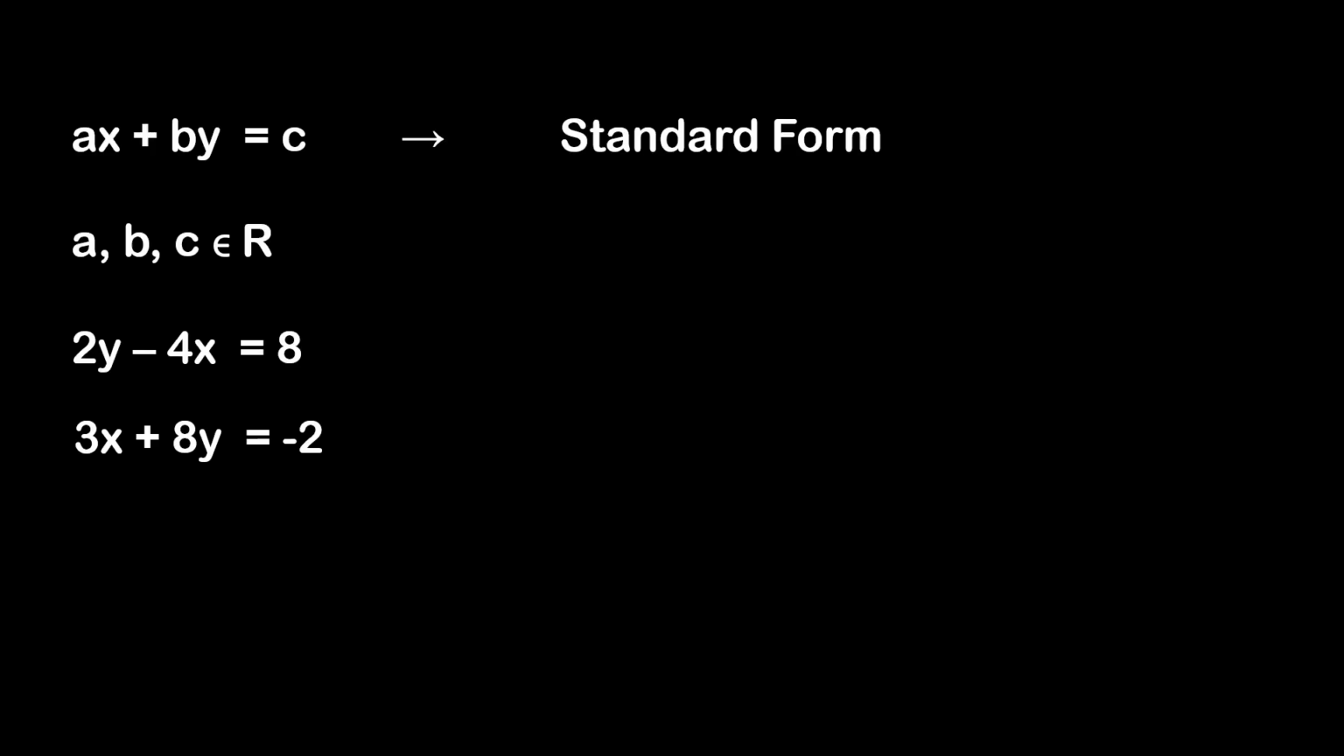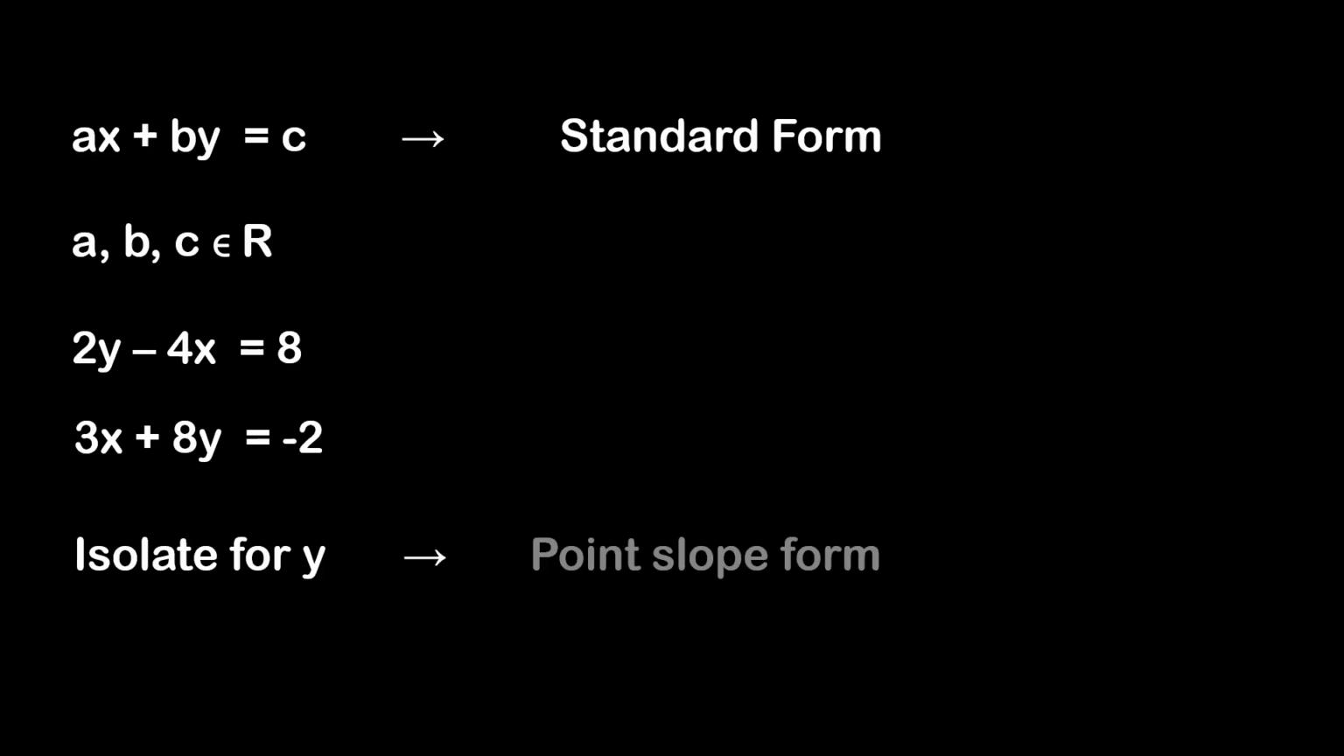And as we established in the previous video, the technique that we're going to be using for dealing with standard forms is isolating for y, and therefore converting to point-slope form. Okay, so we'll do one more example. 3x plus 8y is negative 2. We are asked to graph this line, and so we know we want to convert to point-slope form. Once again, the solution is going to be to isolate for y. So we are going to subtract 3x from the left-hand side of the equation because we want 8y to be on its own. So we want to get rid of that 3x.